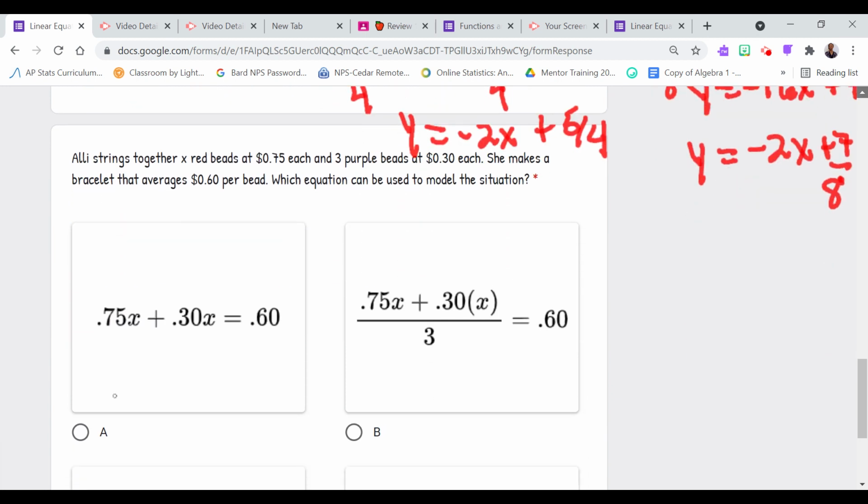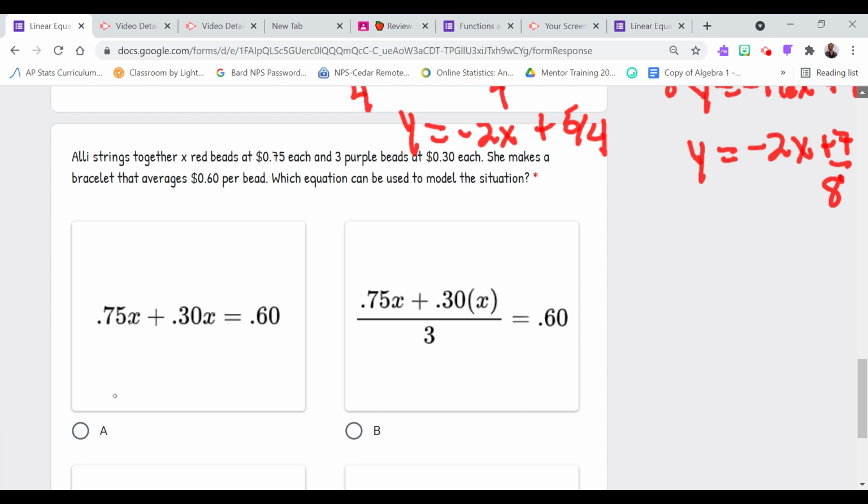So let's take a look at our next problem. Allie strings together x red beads at 75 cents each and 3 purple beads at 30 cents each. She makes a bracelet that averages 60 cents per bead. Which equation can be used to model the situation? So let's just figure out. I'm hearing average, but let's just figure out how much for our necklace. I'm hearing each. So I know for every red bead, we're going to multiply by some variable x. They don't tell us how many. Here they tell us 3 purple beads. It's very clear. They give us a number.